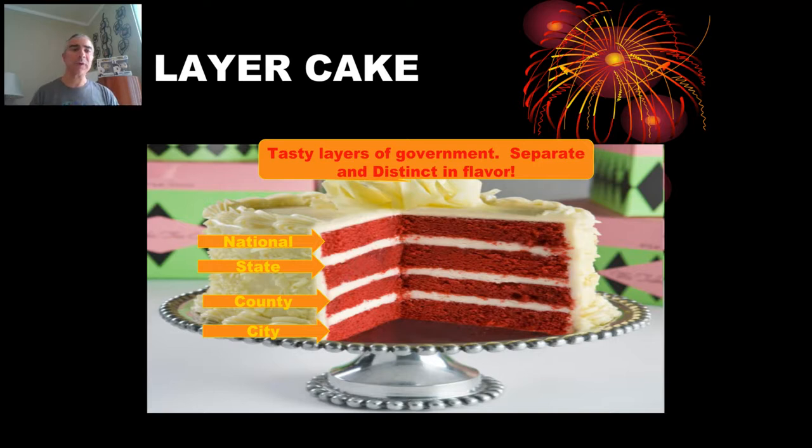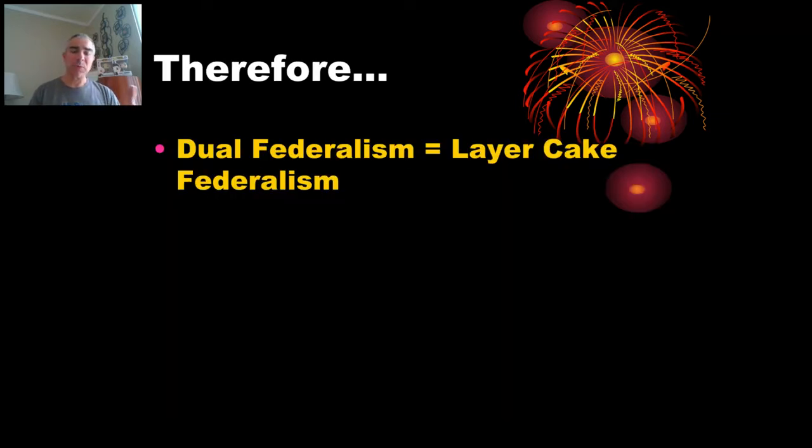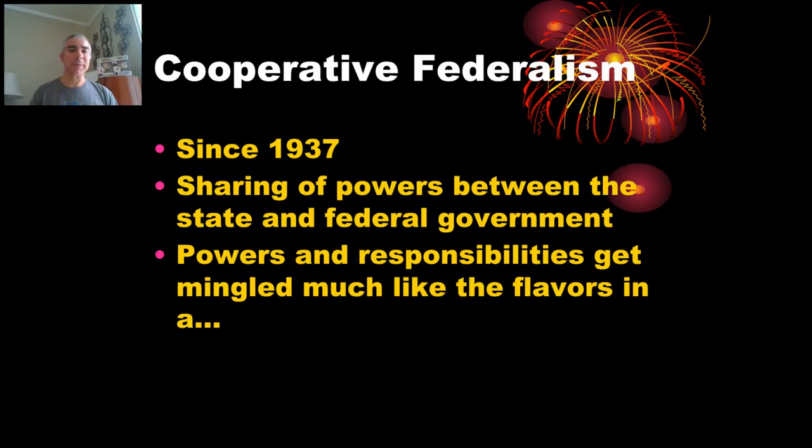So for dual federalism, which is up until 1937, good layer cake showing you that distinction, distinct layers of tasty government. So dual federalism, layer cake federalism. These are real terms. I'm not making this up. As much as I love cake, this is real stuff.